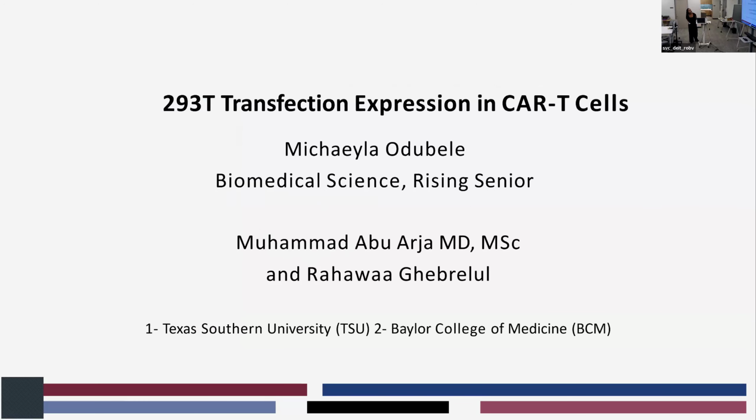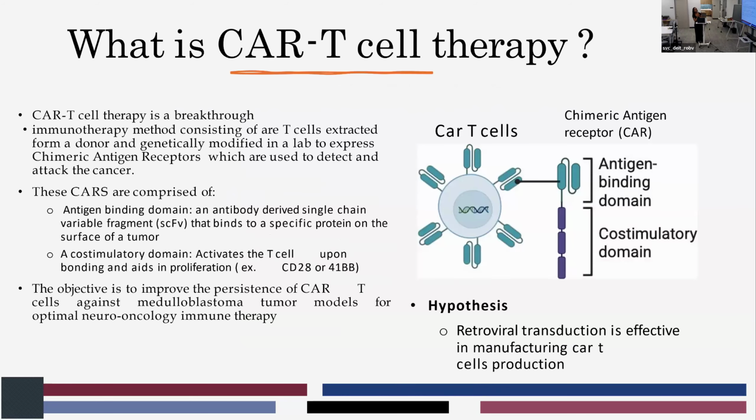All right, Michaela. So over the summer, my project was based in 293T transfection expression and CAR T cells. And I worked under Mohammed Abu-Aja with Rawa Gabro. And so what is a CAR T cell? Pretty much CAR T cell therapy is a breakthrough immunotherapy method consisting of T cells extracted from a donor and genetically modified in the lab to express chimeric antigen receptors. And chimeric antigen receptors are lab engineered proteins that allow the T cells to recognize and destroy specific cancer cells.